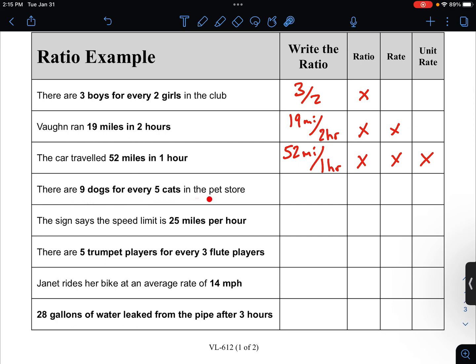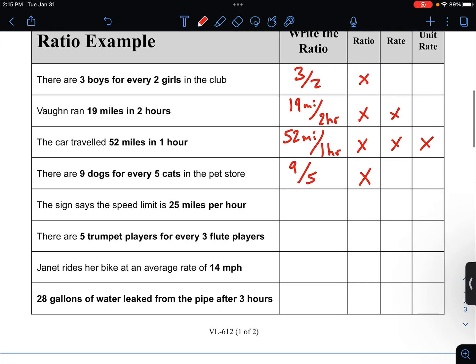There are 9 dogs for every 5 cats in a pet store. 9 dogs, 5 cats. Dogs and cats aren't really a unit of measurement, so it's just a ratio. The sign says the speed limit is 25 miles per hour. That's 25 miles per hour. How many hours is that? That's 1 hour. So that's a ratio, it's a rate, and it's a unit rate, because the second value is just 1.